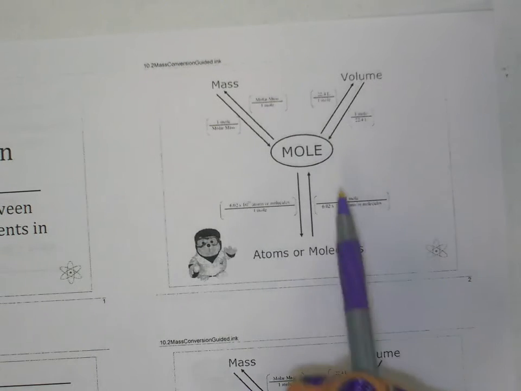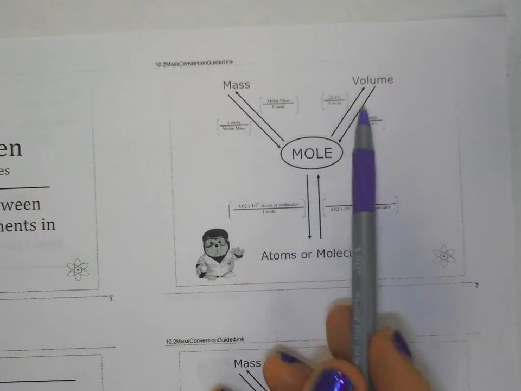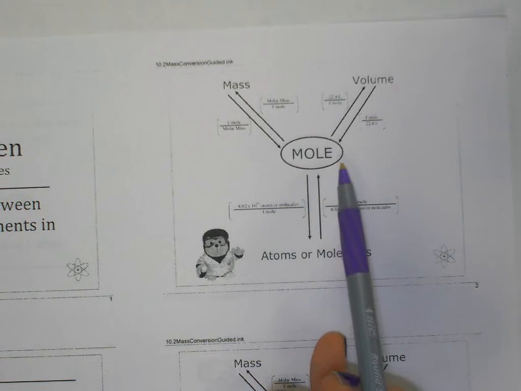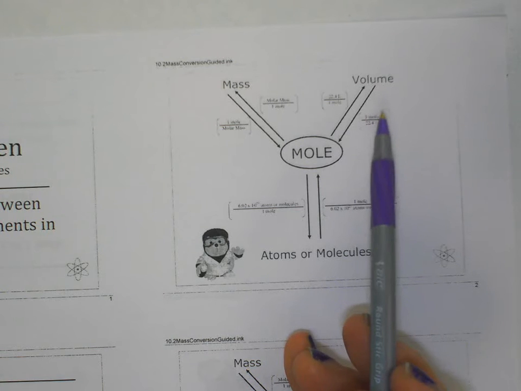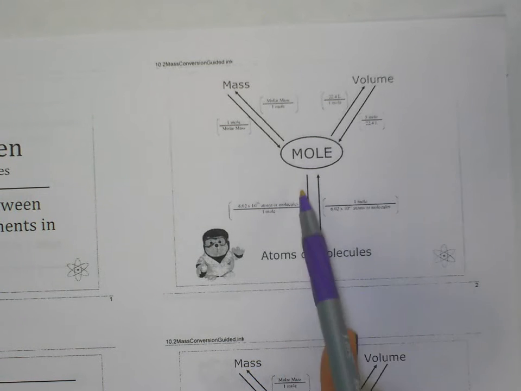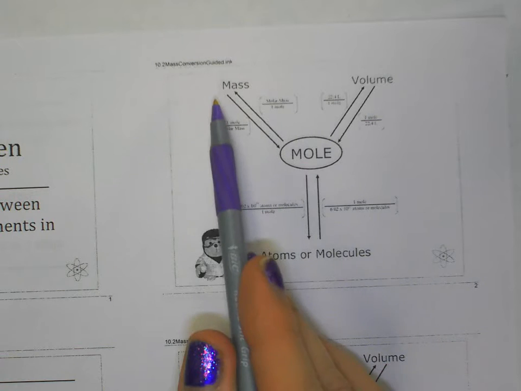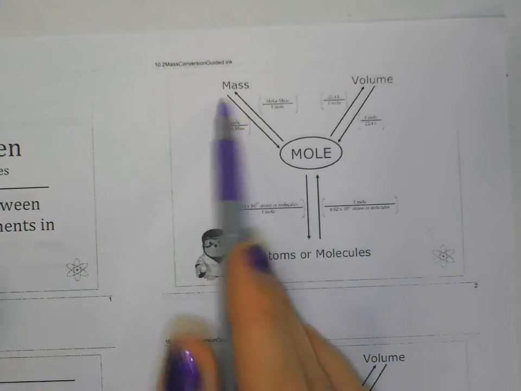This conversion diagram right here shows you guys the relationship between mass, volume, atoms, and the mole. Now, we haven't talked about volume yet. That's okay. We're going to be doing that. We have talked about atoms and molecules, so that's these two paths down here. And then we are also going to be talking about mass, which we did talk about already with molar mass. So this little conversion diagram is going to be helpful.